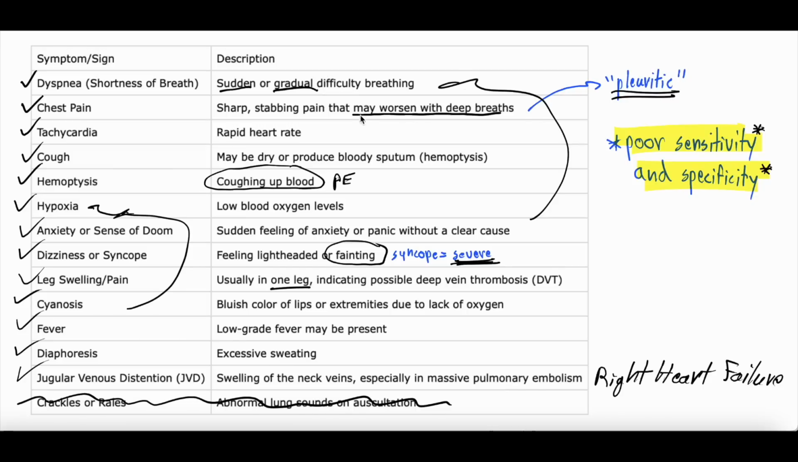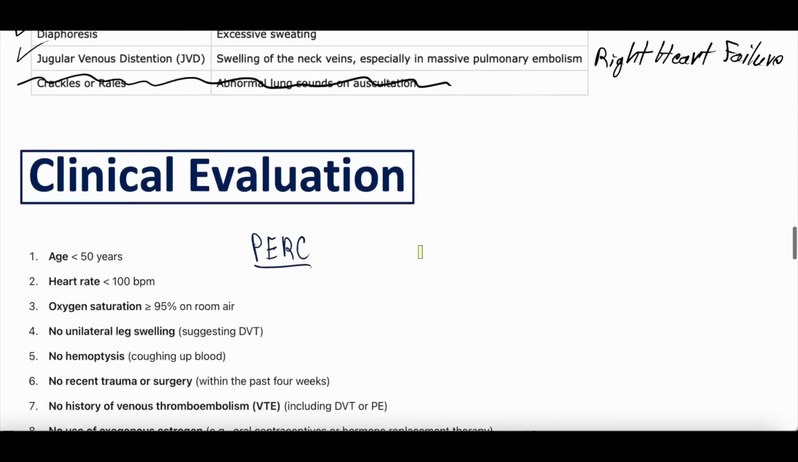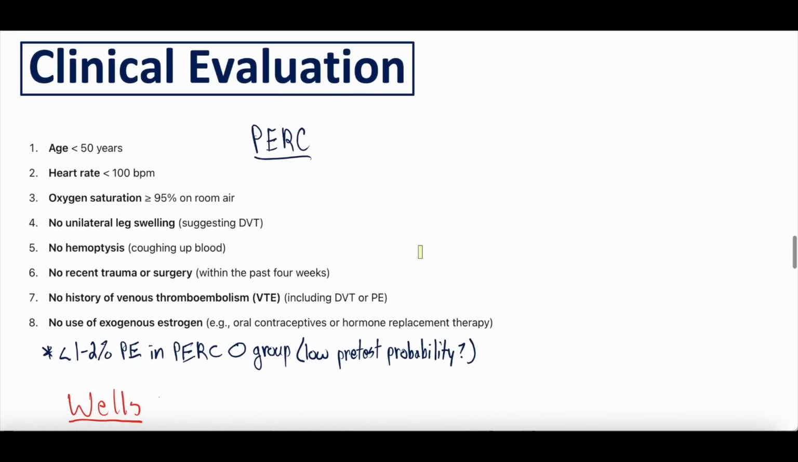The ones that people talk about the most are pleuritic chest pain, hemoptysis, are two big ones, and then tachycardia or rapid heart rate. Again, all these things can be present and none of them have a good enough sensitivity or specificity. All right, so now that you've seen the signs or symptoms, how do you actually evaluate the patient you're worried about pulmonary embolism?